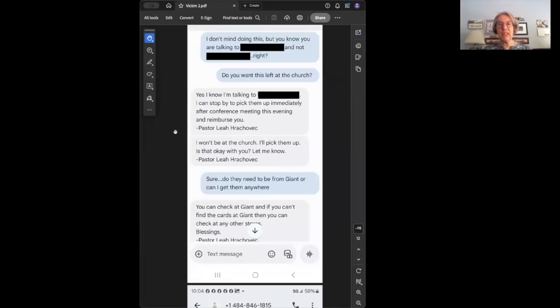It was an emergency that Leah had to get them right away, but she's willing to make a 40-minute trip to pick them up. In which case, Leah could have gone to the store and bought them herself at the nearby Giant. Yes, that's a good point.